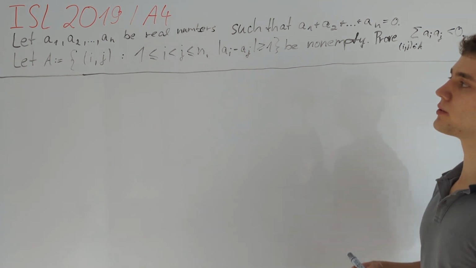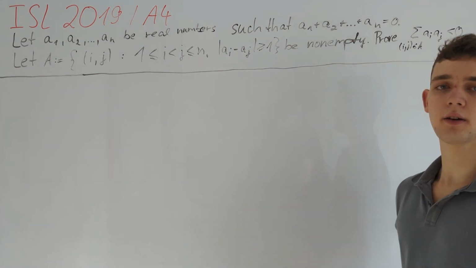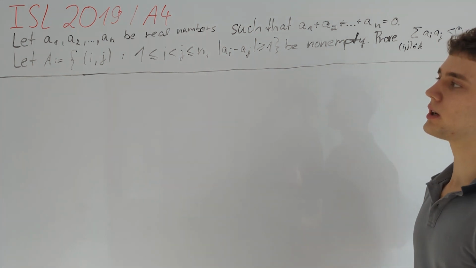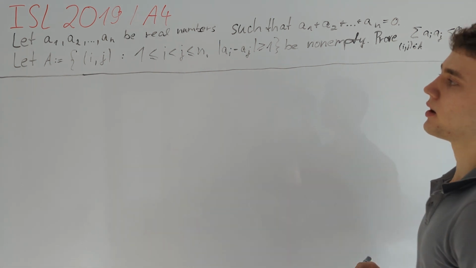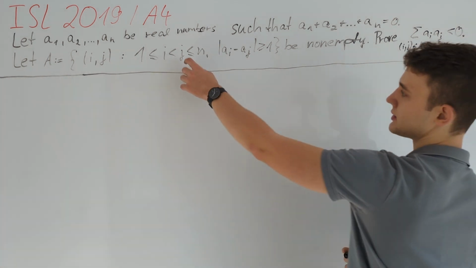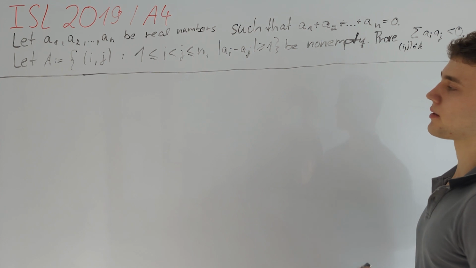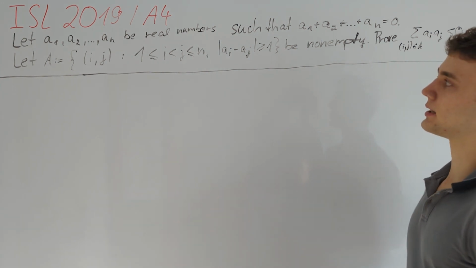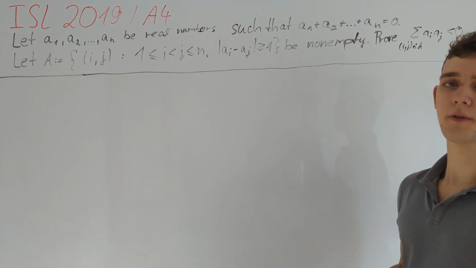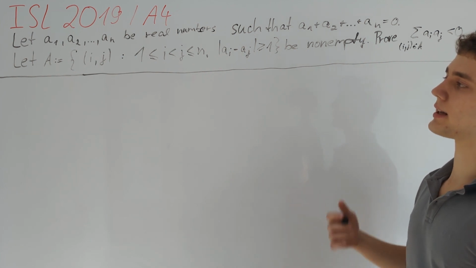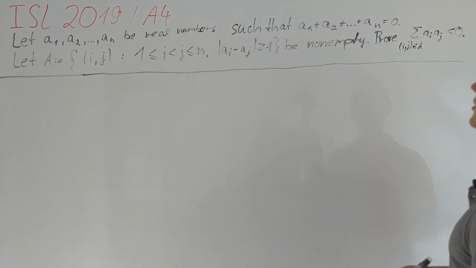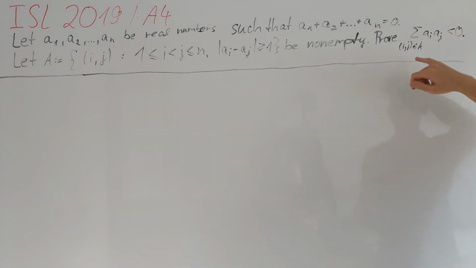We consider real numbers a1 up to an with sum 0. Furthermore, construct a set A of ordered indices i < j such that the absolute value of ai minus aj is greater than or equal to 1. Furthermore, we assume that this set A is non-empty. Then we shall prove that the sum of ai aj over all (i, j) in A is less than 0.